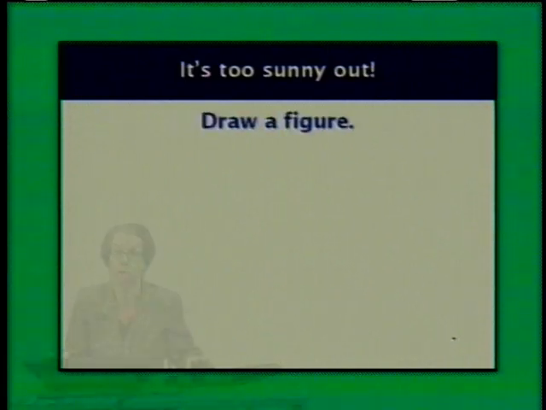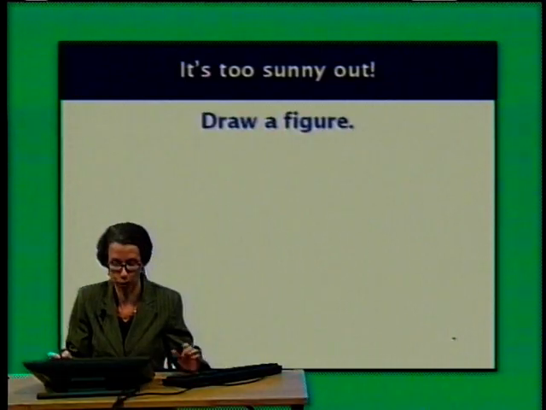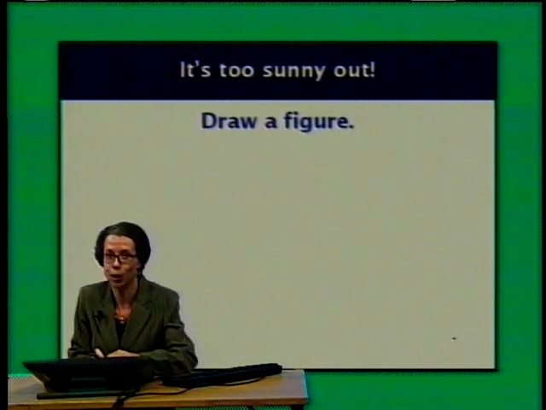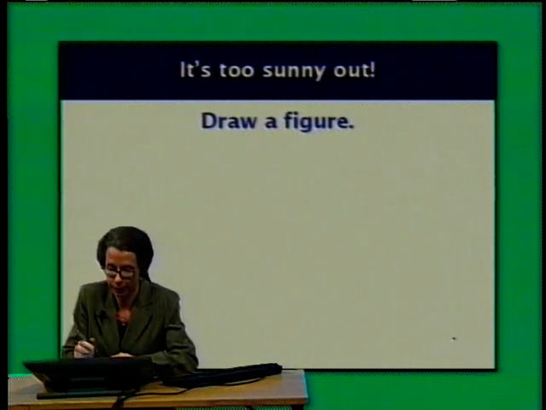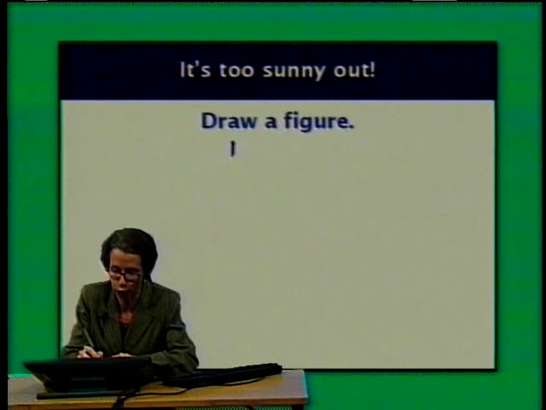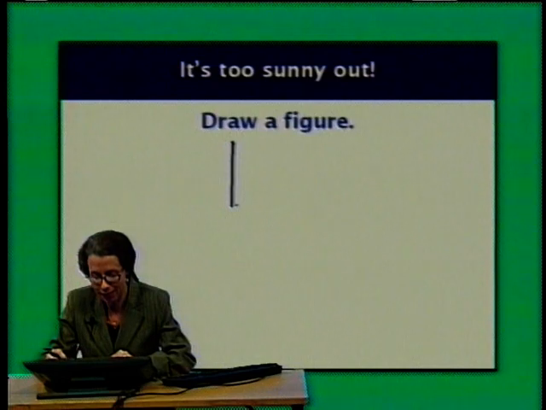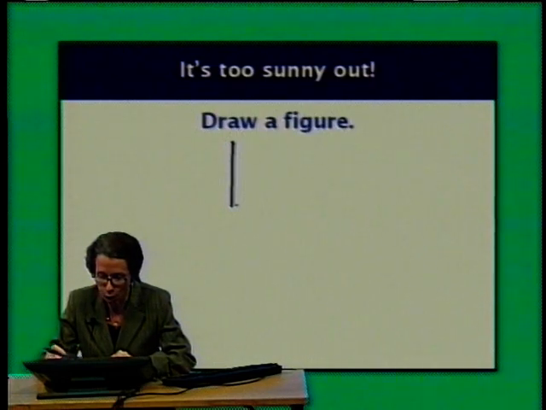So what we're going to do first is draw a figure to get a picture of this. So I'm going to start by drawing my totem pole, and it's not going to look like a totem pole. It's going to look like a vertical straight line. And what the totem pole is doing is it's casting a shadow on the ground.